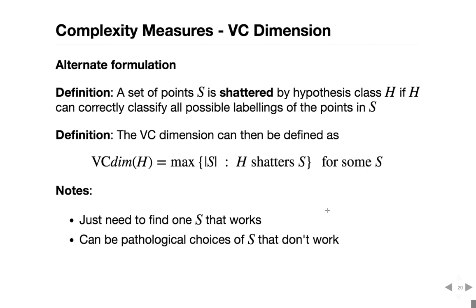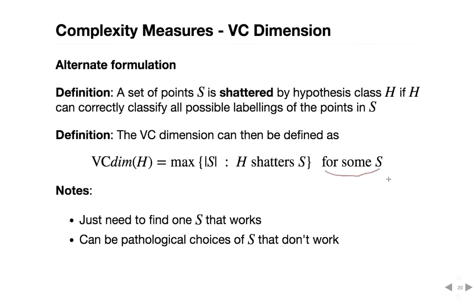I want to define this in an alternate way so that we can bring in some very common terminology used in the learning theory literature, and that is the idea of a set of points being shattered by a hypothesis class. We say a set of points S is shattered by hypothesis class H if H can correctly classify all possible labelings of the points in S. Then we can redefine the VC dimension as the max over the size of S such that H shatters S. A subtlety is that for this to be the VC dimension, we only have to find some S, some configuration of the points.